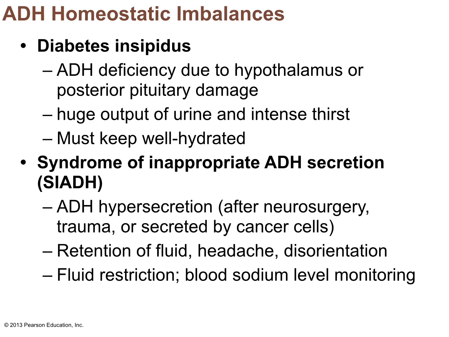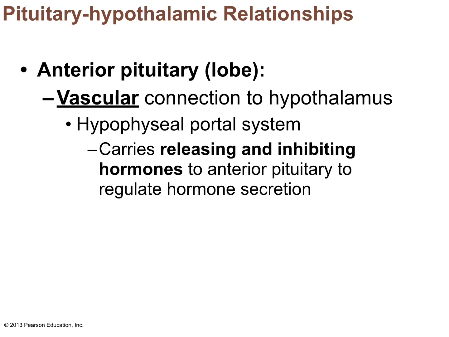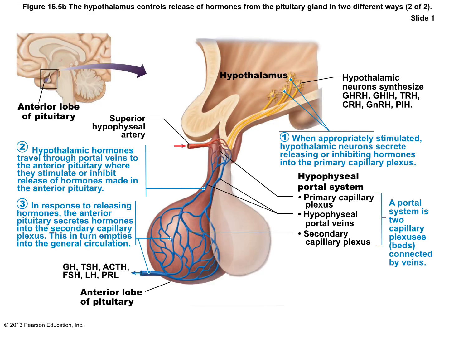So it can cause headache, disorientation. It can mess with some other things as well, like blood pressure. So that's SIADH. The anterior pituitary has a vascular connection to the hypothalamus, and there's this hypophyseal portal system that's going to carry releasing and inhibiting hormones made by the hypothalamus to the anterior pituitary. Here's the visualization of that system.